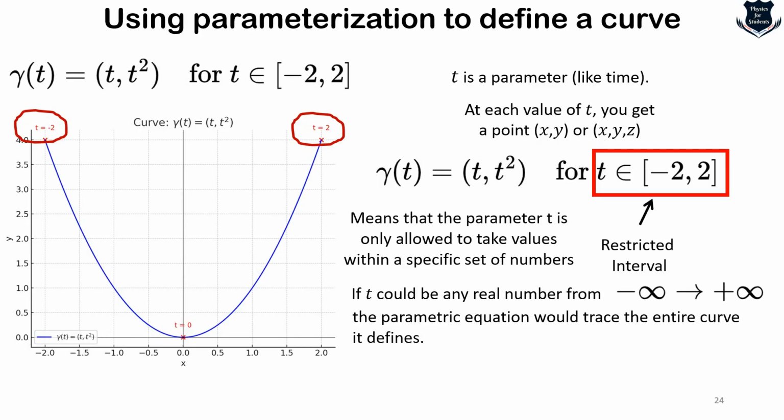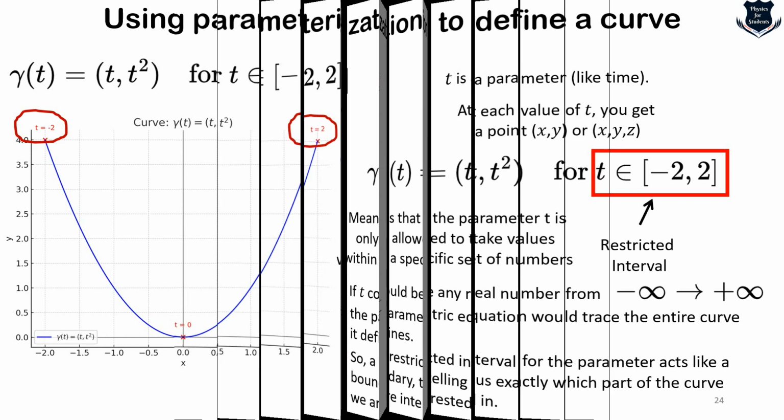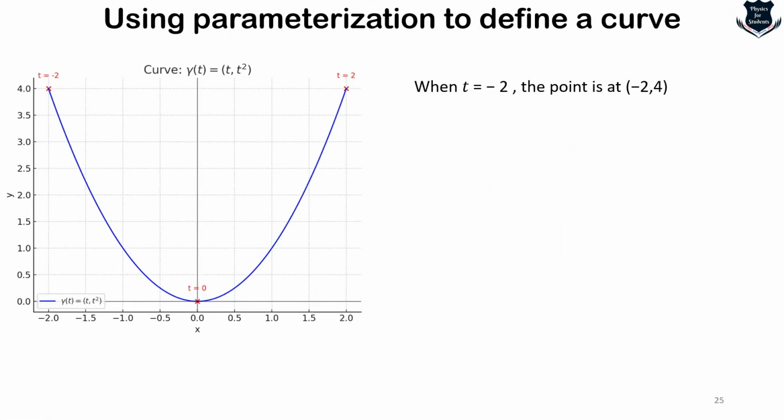If it is not allowed to take specific values, it would have run from minus infinity to plus infinity. So in order to restrict that, because infinities are something mathematicians really don't like, it is a restricted interval. That means it has got a certain boundary. Now, the question is, what is t doing here?